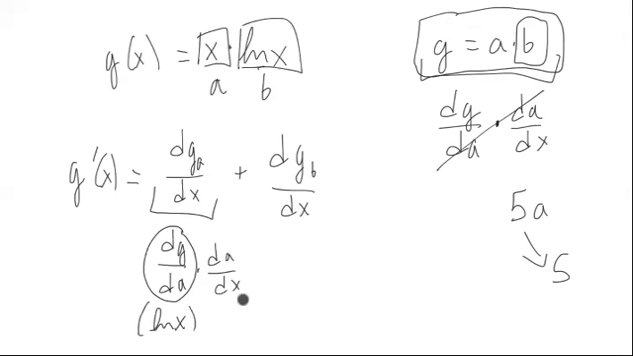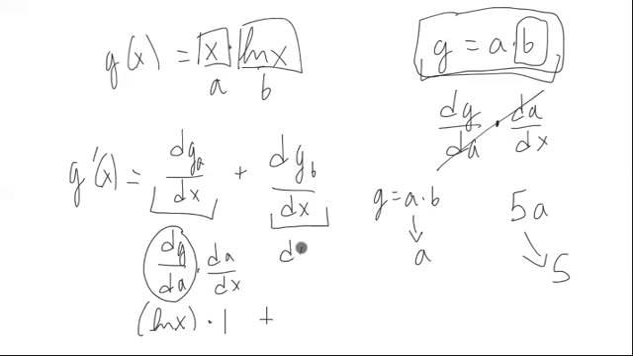What's dA dx? Well, the derivative of x with respect to x is just 1. Okay, so we're done with this part. It's just natural log x. What about this piece right here? Well, similarly, let's think g is equal to a times b, and think of the derivative with respect to b, where a is now a constant. a is the constant, b is the variable. The derivative should be pretty clear. It's just a, which is just x.